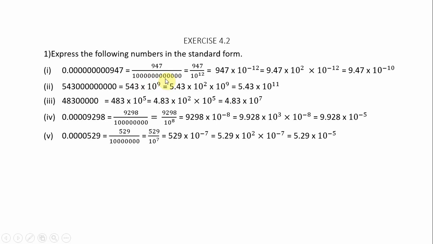Now, as it is 12 zeros in the denominator along with 1, we'll be writing it as 10 to the power of 12. Understand? 947 as usual, and it is 10 to the power of 12. Now, when you are taking this 1 by a^n to the numerator, it becomes a negative exponent. So, as usual 947, and we are going to take this 10 to the power of 12 to the numerator so that it becomes minus 12.